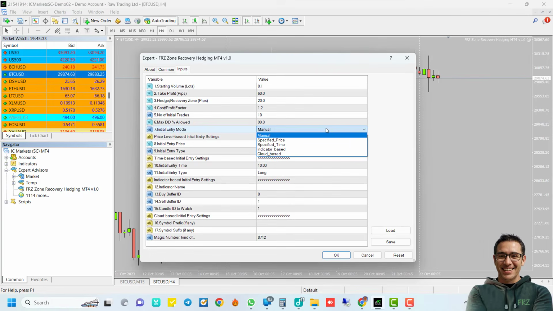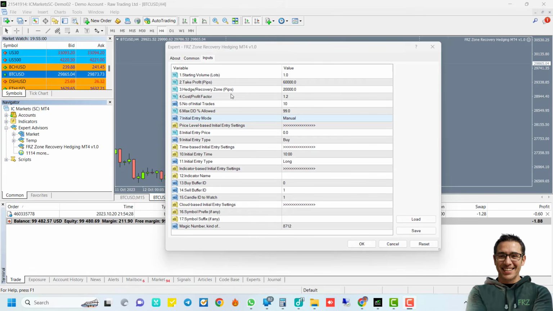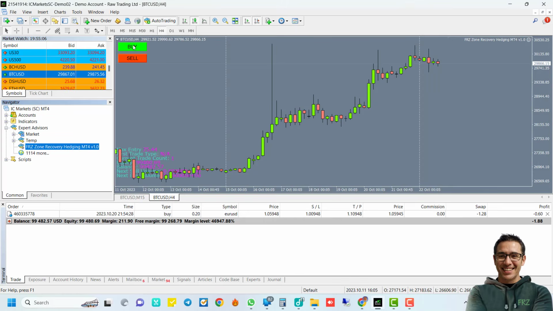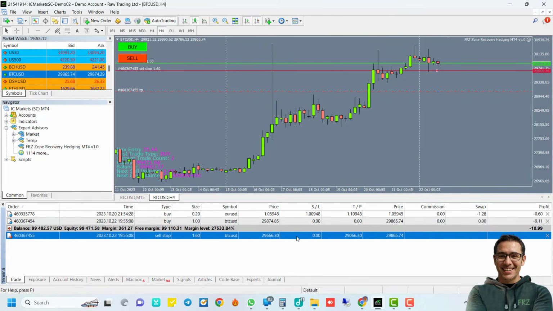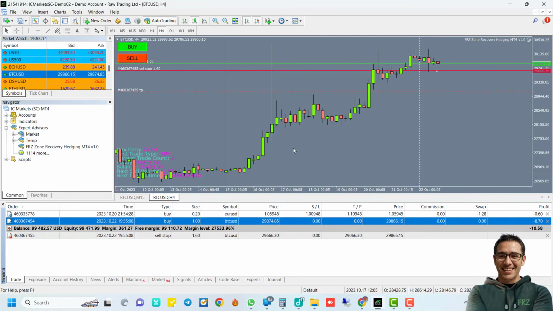Now let's do a backtest and see how it works. Let's do a test with the manual mode. Just load the EA and click on the buy button. You will notice that a buy trade is made along with a sell stop order from the recovery zone price. Also, EA has drawn two horizontal lines showing the hedging or recovery zone.